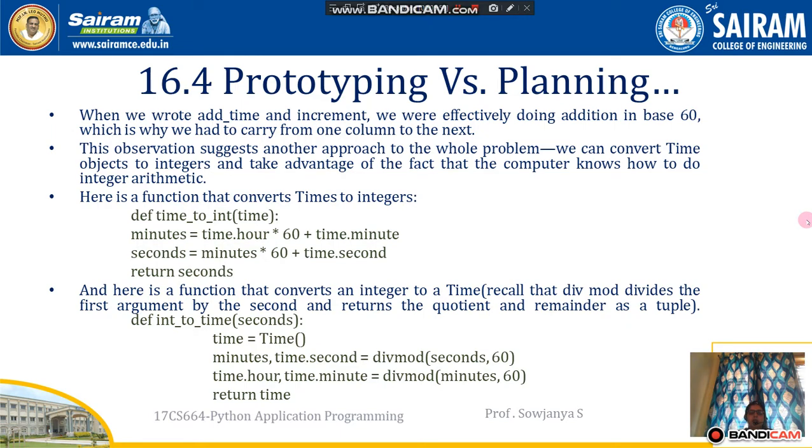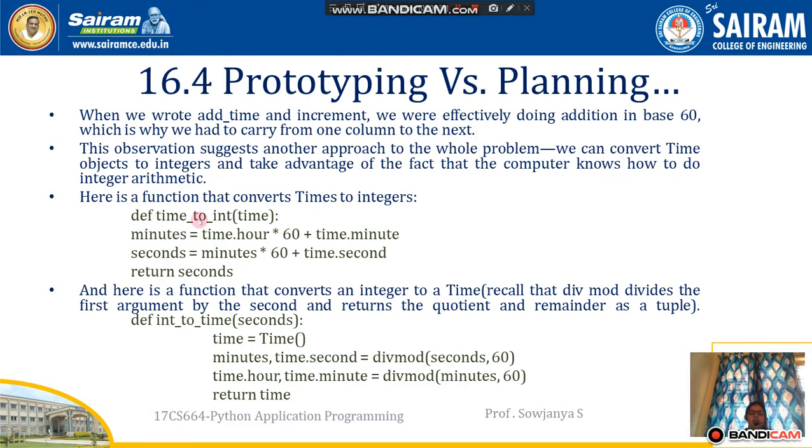Okay, so in a similar way, when we write add time and then increment, we were effectively doing the addition in base 60, which is why we had to carry from one column to the next. So from this observation we can suggest another approach to the whole problem: we can convert the time objects to integers and take advantage of the fact that the computer knows how to do integer arithmetic. So when you consider the whole problem, you can convert time objects to integers.